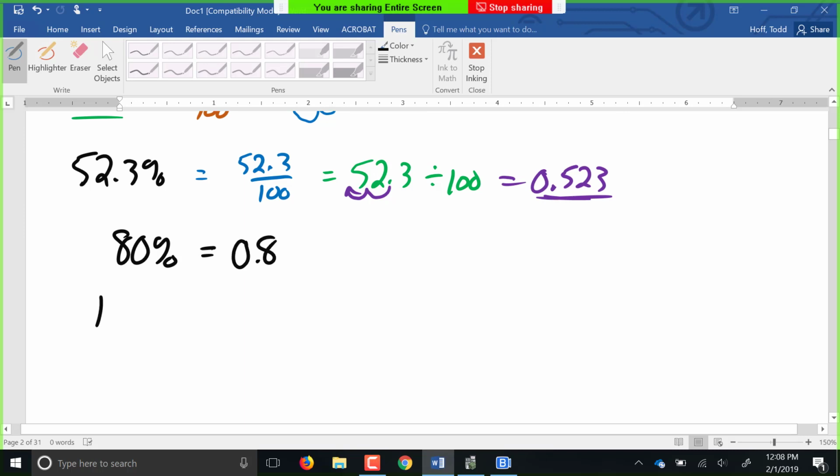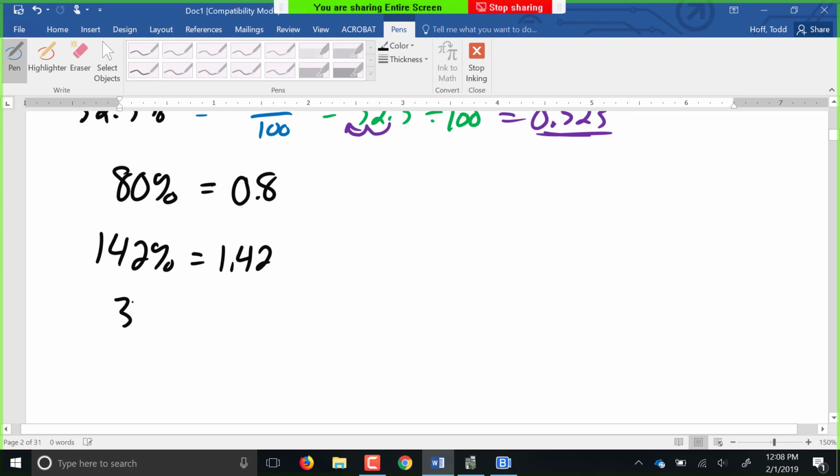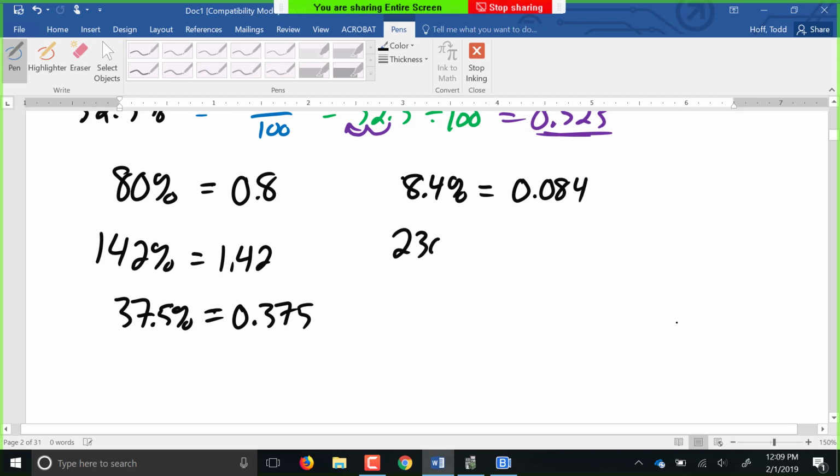0.8. Good. 142% as a decimal is going to become 1.42. 37.5% as a decimal will become 0.375. 8.4% as a decimal will become 0.084. 230% will become 2.3.